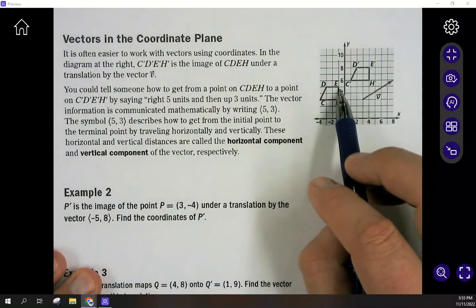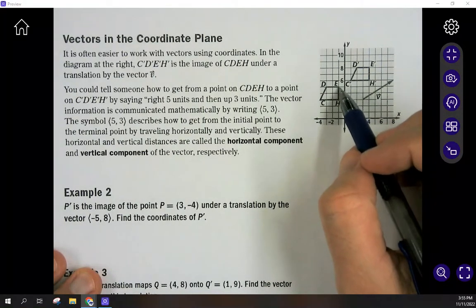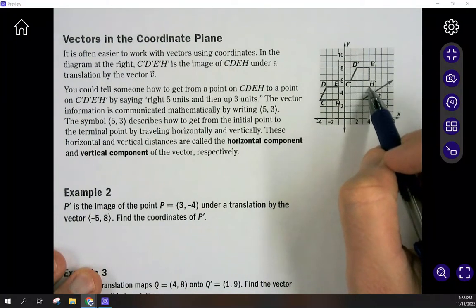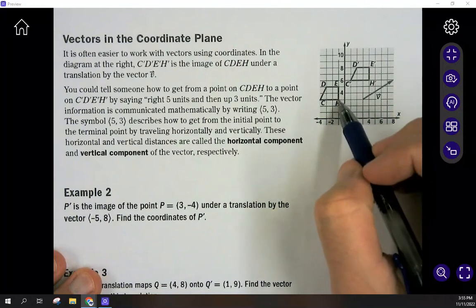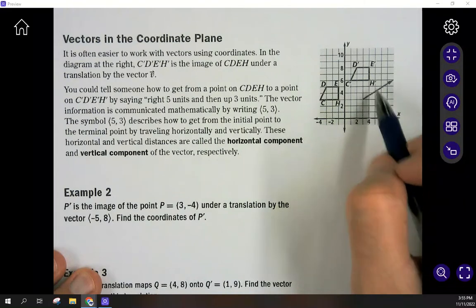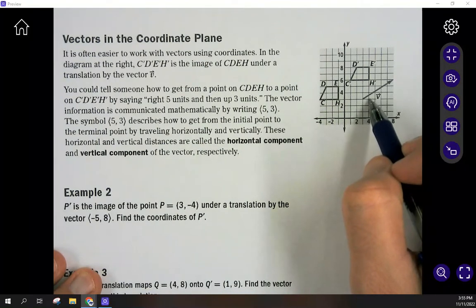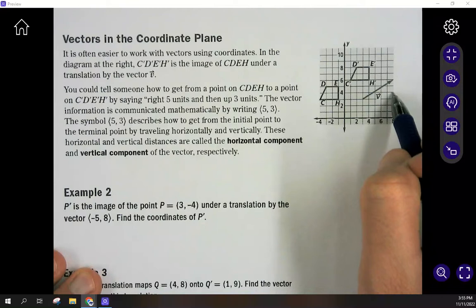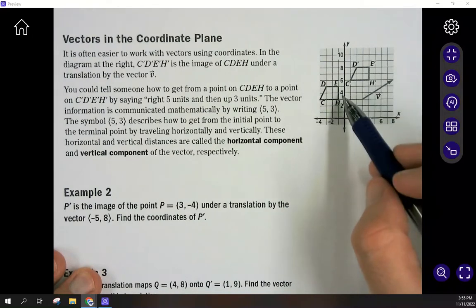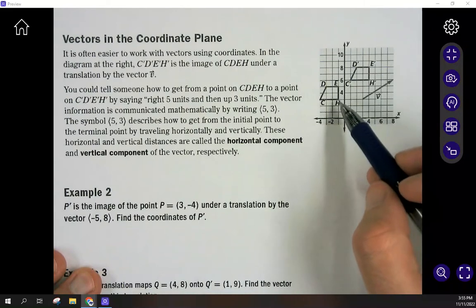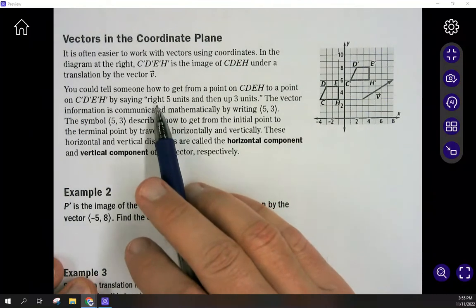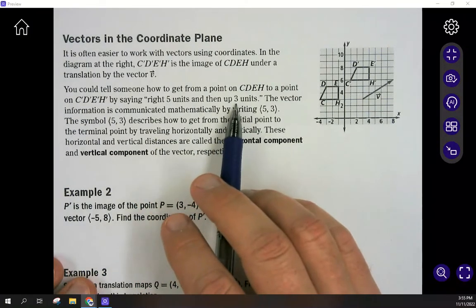So if you actually look at each one though, if I go to E, it went 1, 2, 3, 4, 5 to the right and 1, 2, 3 up. And if I do H, it went 1, 2, 3, 4, 5 to the right and 1, 2, 3 up. And if you look at this vector, it went 1, 2, 3, 4, 5 over, 1, 2, 3 up. So the vector has told you kind of the over and the up, a little bit like slope, of how to get from one to the other. So you could say that this is going to the right 5 units and then up 3 units.